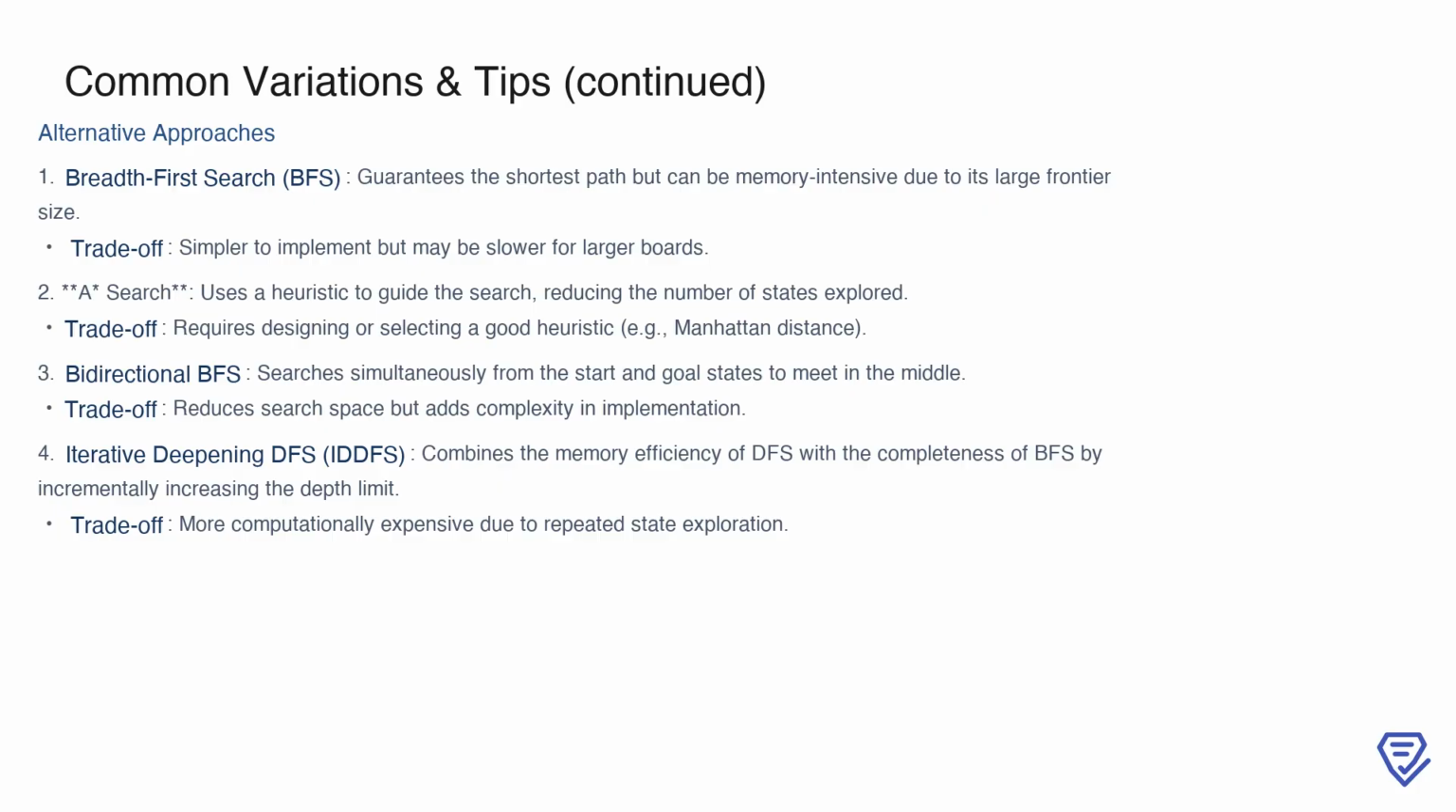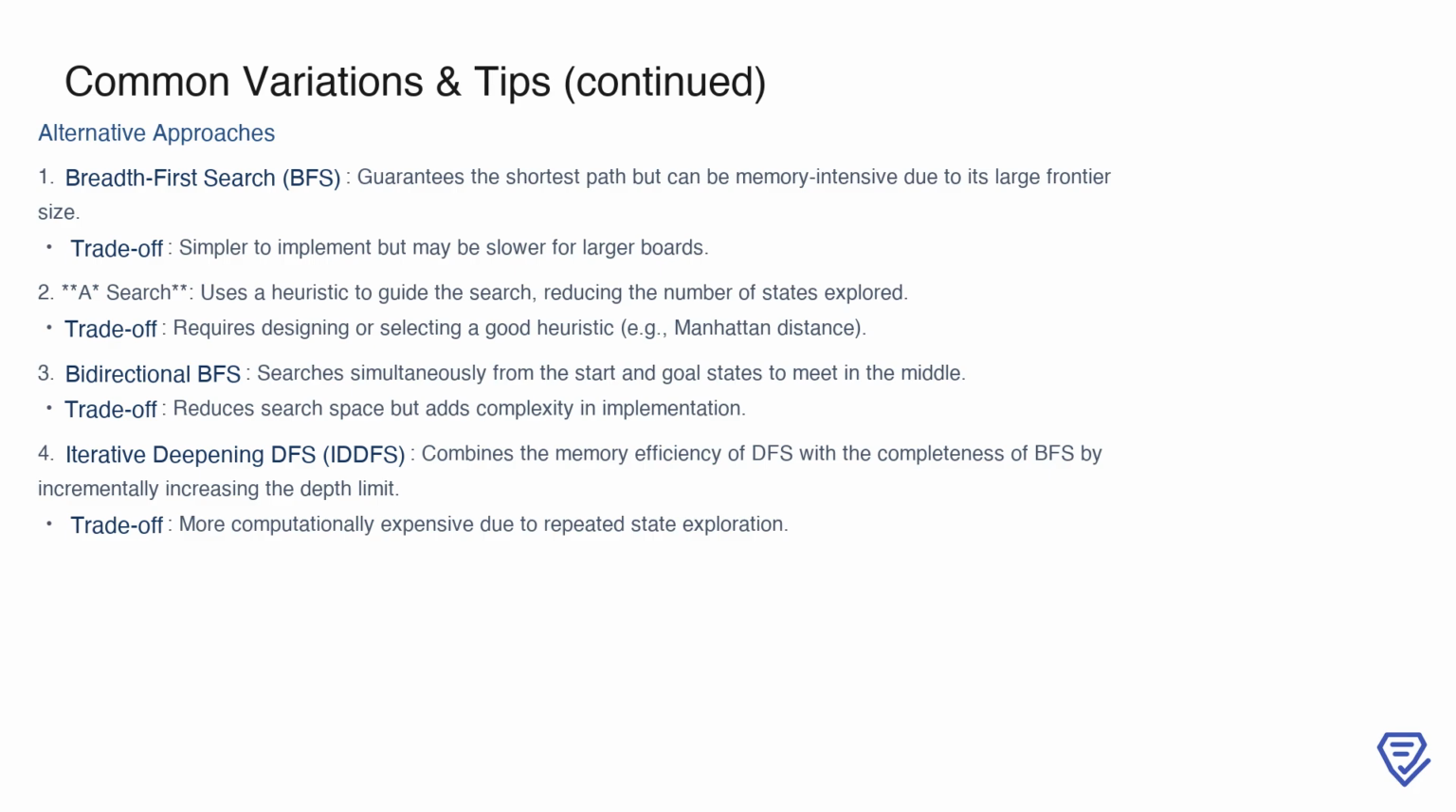Another option is bidirectional BFS, which starts searching simultaneously from both the initial and goal states, aiming to meet in the middle. This approach can dramatically reduce the search space, but its implementation is more complex due to the need to synchronize two searches. Lastly, iterative deepening depth-first search, or IDDFS, combines the memory efficiency of DFS with the completeness of BFS. It does so by incrementally increasing the depth limit, ensuring that all solutions are explored systematically. However, it comes with the trade-off of revisiting states multiple times, which can increase computational overhead.